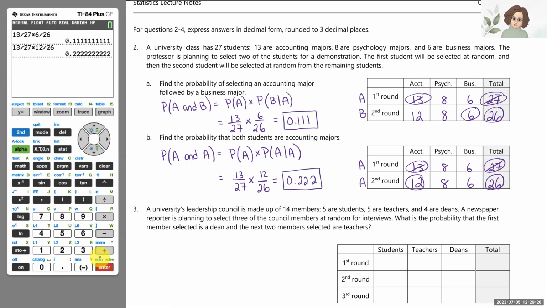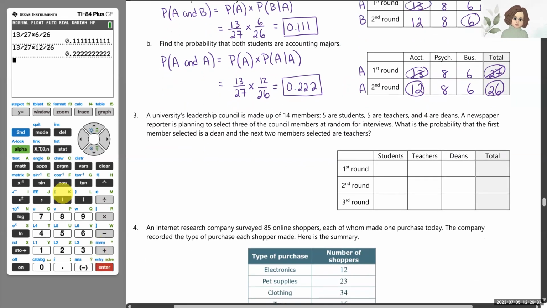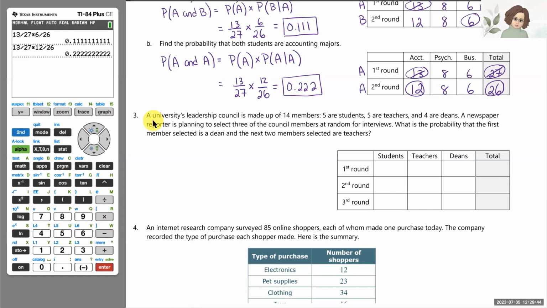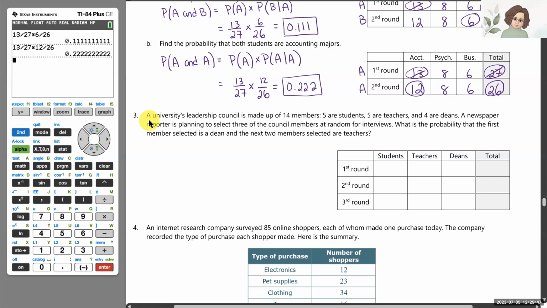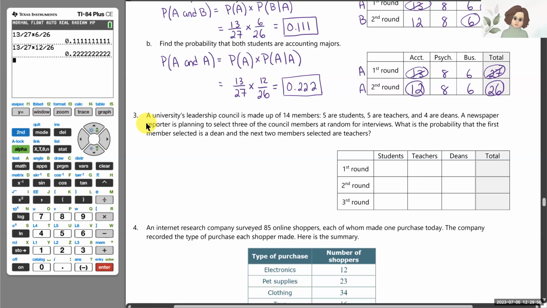All right, so in the next question, we'll extend this to choosing more than just 2. In this case, it'll be people. And let's see how this looks. So number 3. A university's leadership council is made up of 14 members. They have 5 students, 5 teachers, and 4 deans. A newspaper reporter is planning to select 3 of the council members at random for interviews. What is the probability the first member selected is a dean and the next 2 members are teachers?